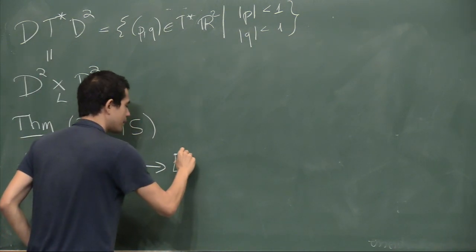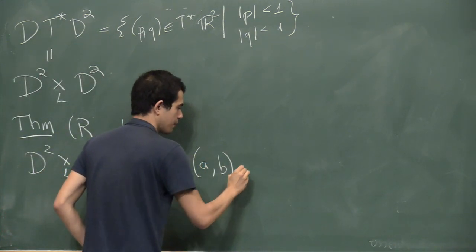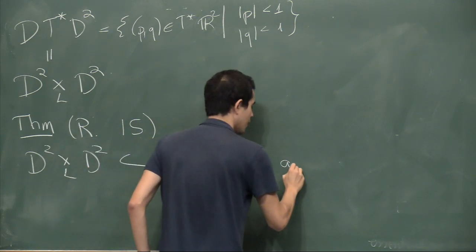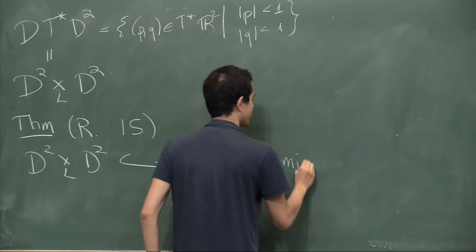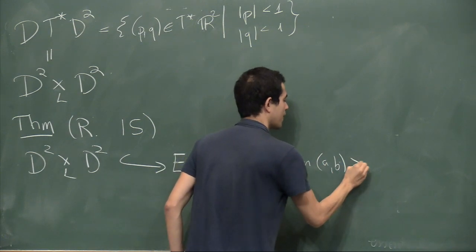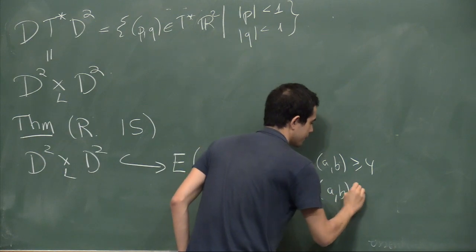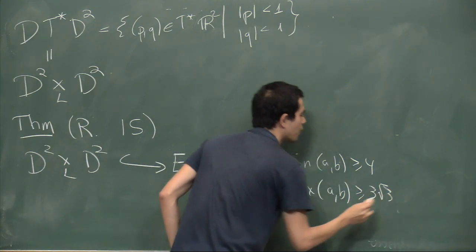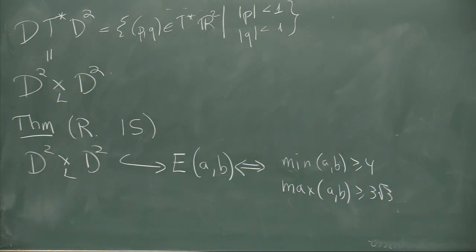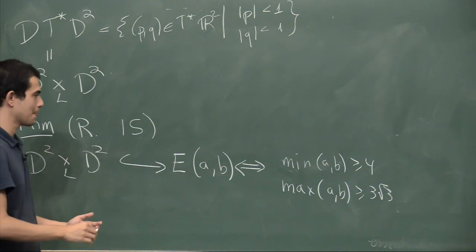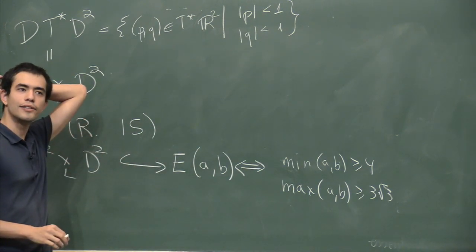embeds into the ellipsoid if and only if the smallest parameter is at least 4 and the largest parameter is at least 3 square root of 3. Okay, these numbers seem a little random, but I just want to emphasize that there is no other way to tell these things.